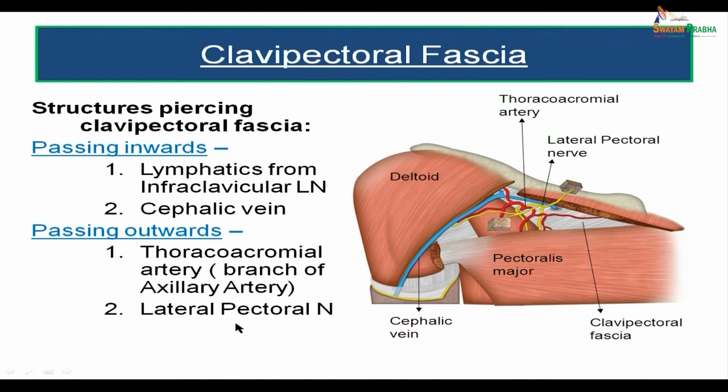Then structures piercing outwards are the thoracoacromial artery, which is a branch of the axillary artery, and the lateral pectoral nerve. Again, if we look at the picture, we can see the yellow colored structure coming out, that is the lateral pectoral nerve, and the red colored structure coming out, that is the thoracoacromial artery.